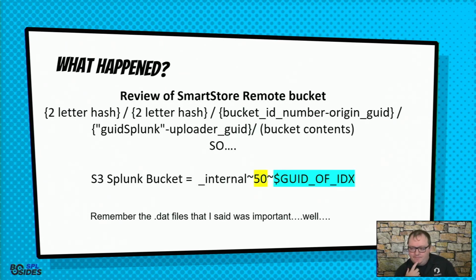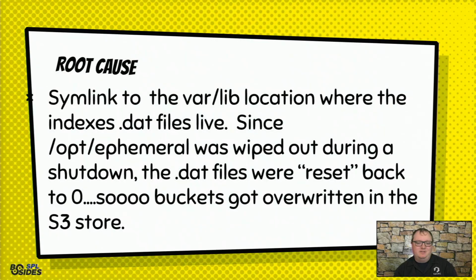So we're like, okay, what could happen? If we're getting rid of those .dat files inadvertently because we just symlinked our lib there, and they shouldn't have been, they get reset back to 0. So the only thing changing would be the ID on the bucket. Because we symlinked, those .dat files got wiped out. They start back at 0.